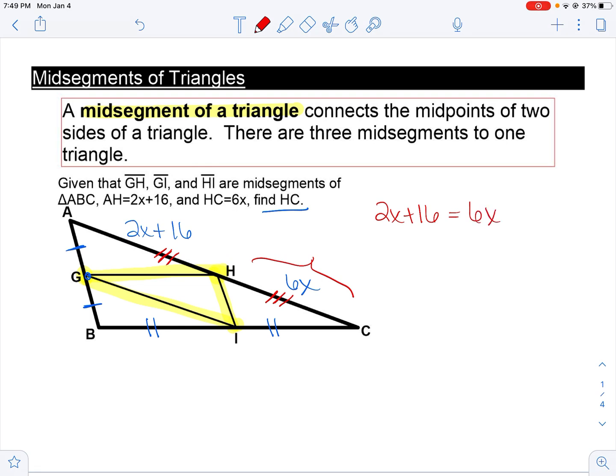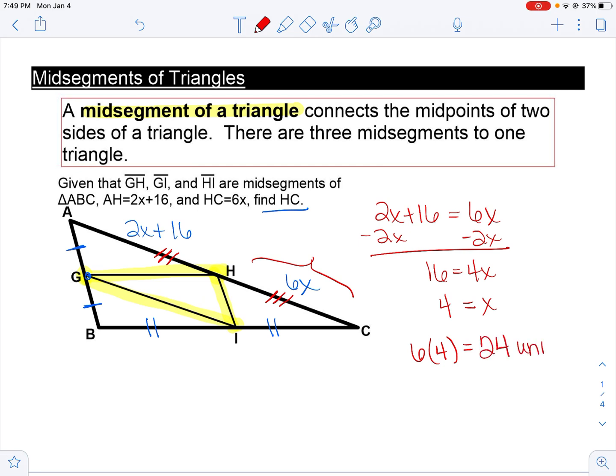So let's solve for x. I'm going to subtract 2x on each side. Solve for x. And x is equal to 4. But it asks for the length of HC. So what I'm going to do is just simply substitute. So 6 times 4 is equal to 24 units. And I should put HC. Okay, you're going to be doing some of those kinds of expressions on your homework tonight.